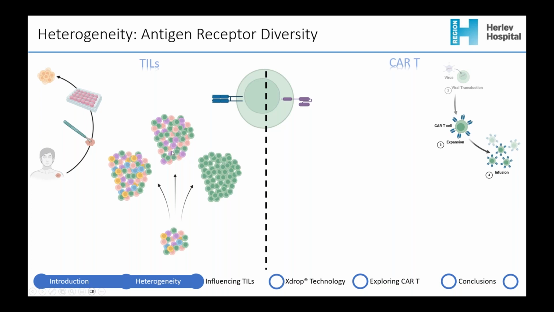And patients' TILs will typically fall somewhere within this spectrum of antigen diversity. So looking at CAR T cells, it's quite a bit more boring. We arm them with one specific receptor that we know exactly the target that it will interact with, and it is this one clone that we expand. It's really just a question of how many of these cells express the receptor.